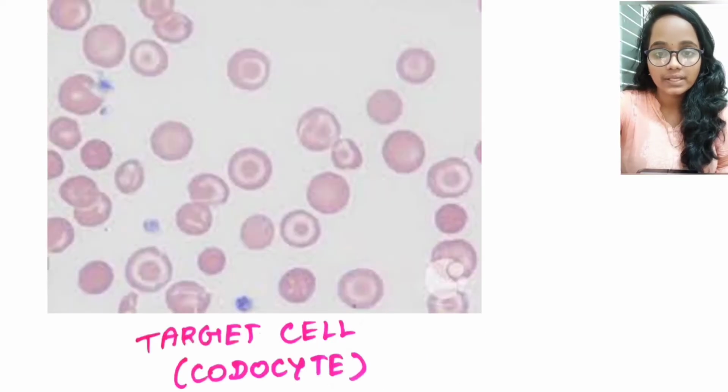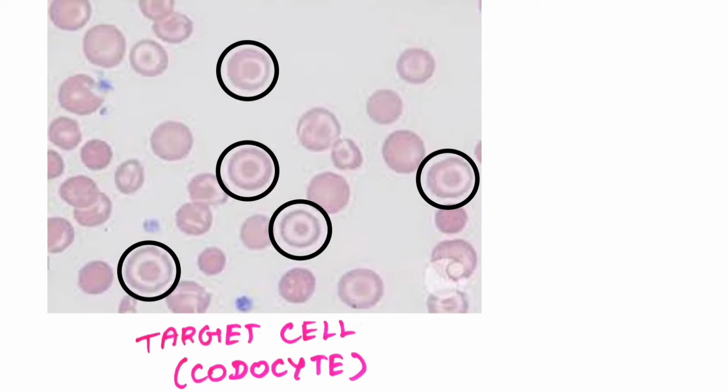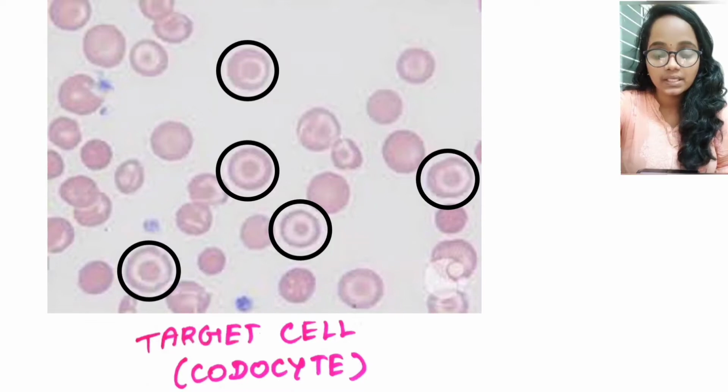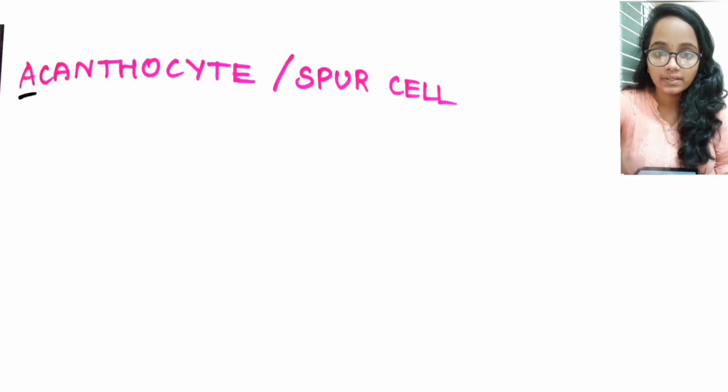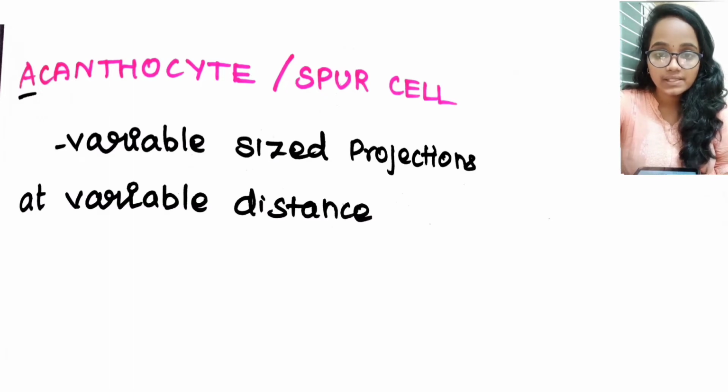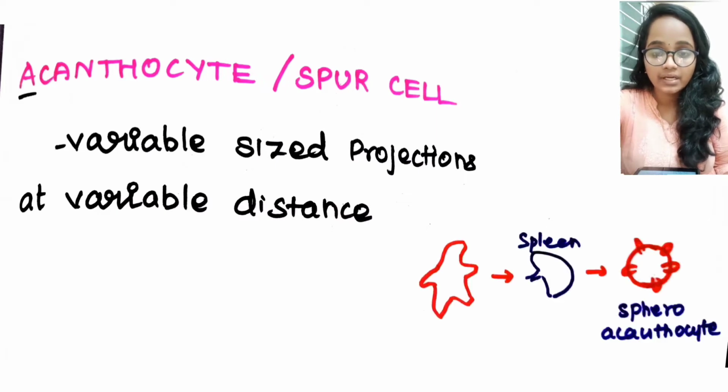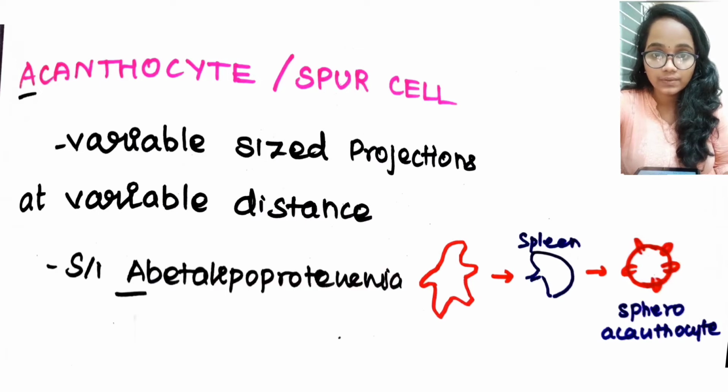These are target cells. They are seen in thalassemia, sickle cell anemia, liver disease, post-splenectomy and in hemolytic anemia. Acanthocytes are spur cells. See, these cells have different lengths and different shapes of projections. When these acanthocytes go to the spleen, they get a spherical shape and have some projections on them. These are called spheroacanthocytes. These acanthocytes are seen in abetalipoproteinemia.